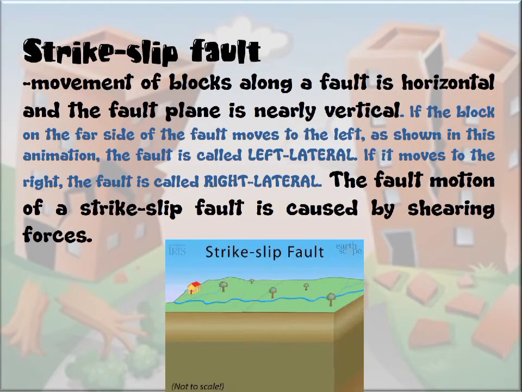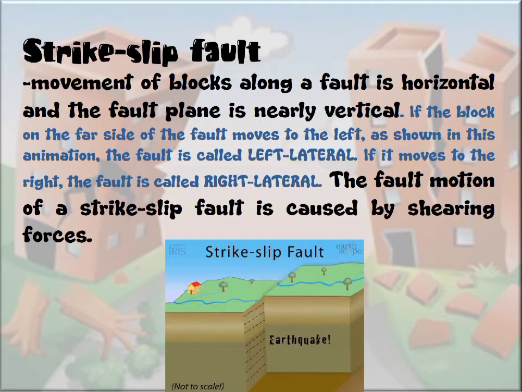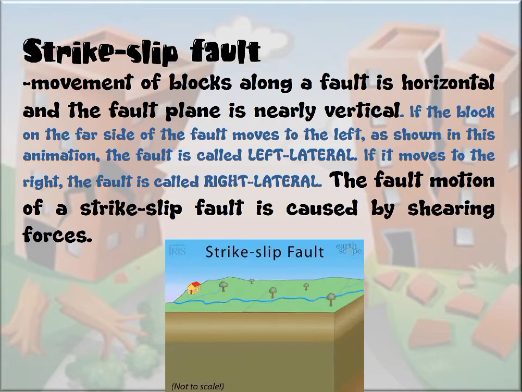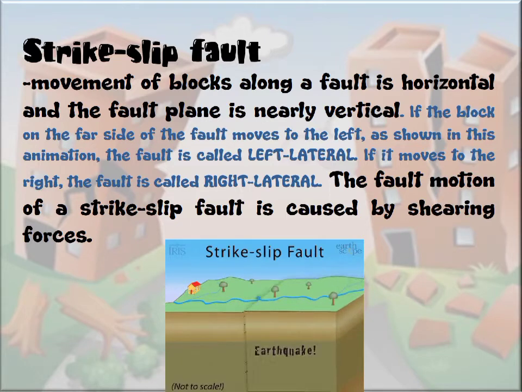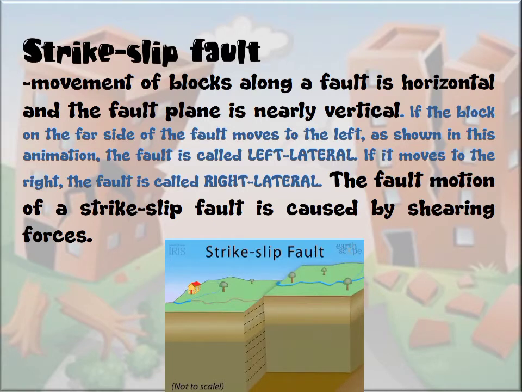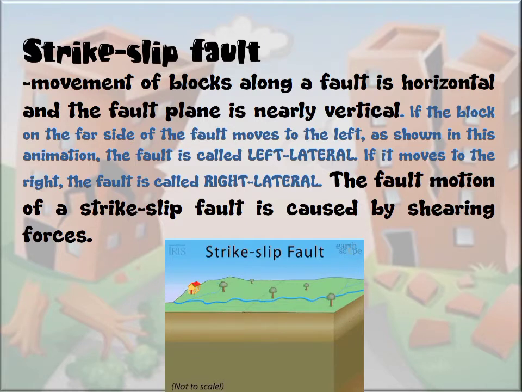The last type of fault that we are going to talk about is what we call strike-slip fault. So in strike-slip fault, the crust moves horizontally and the fault plane is nearly vertical. If the block on the far side of the fault moves to the left, as shown in this animation below, the fault is called left lateral. However, if the block moves to the right, the fault is called right lateral.